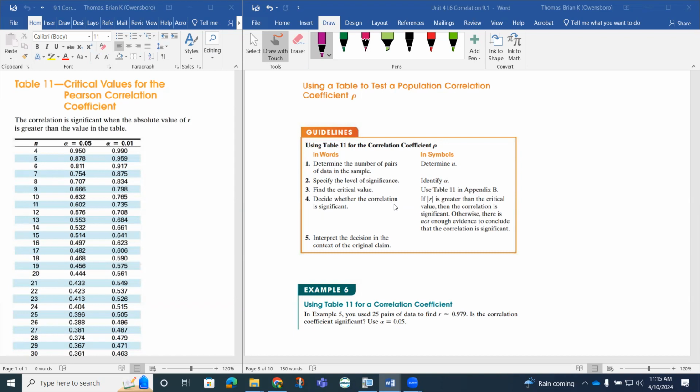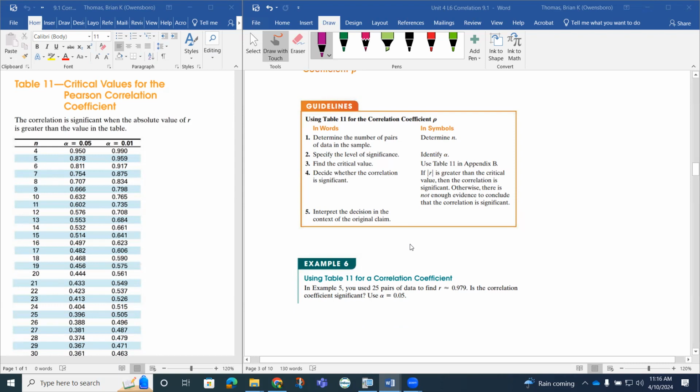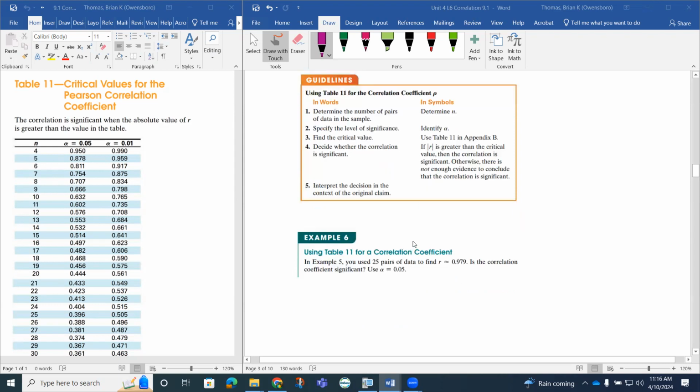Then, once we've identified the critical value in the table, we're going to compare the absolute value of the sample correlation coefficient. So we're going to identify the absolute value of R. If it's greater than the critical value from the table, then the correlation coefficient is significant. If it's not, then there's not enough evidence to conclude that the population correlation is going to be significant enough. And from there, this is going to lead us into doing hypothesis testing.